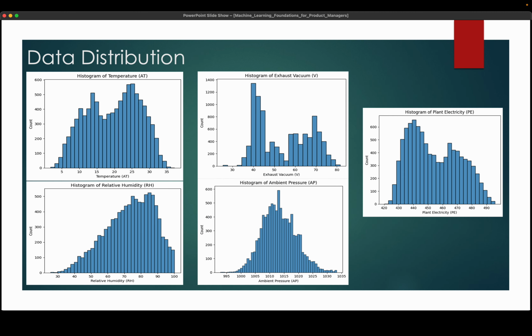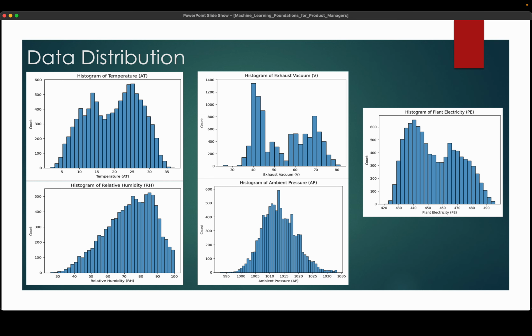After that I looked at the data distribution for all the different variables. Apart from exhaust vacuum, the data is mostly fairly distributed, while relative humidity is right skewed, and other than that the data is fairly distributed across the entire plot.